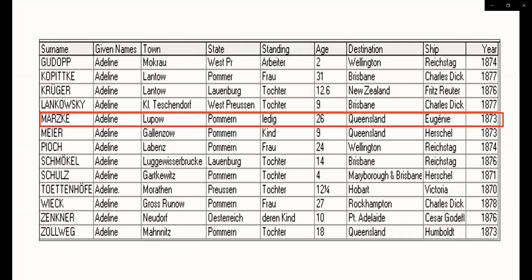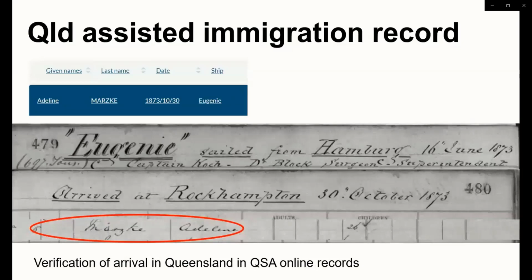Checking the Queensland State Archives assisted immigration indexes, we find verification that Adelina arrived in Queensland in 1873. Her name is spelled correctly in the index. We just didn't know before what that spelling was. The next step might be to purchase a copy of either the marriage or death certificate. The former, where the bride would have provided the information, should confirm both her age and place of origin.